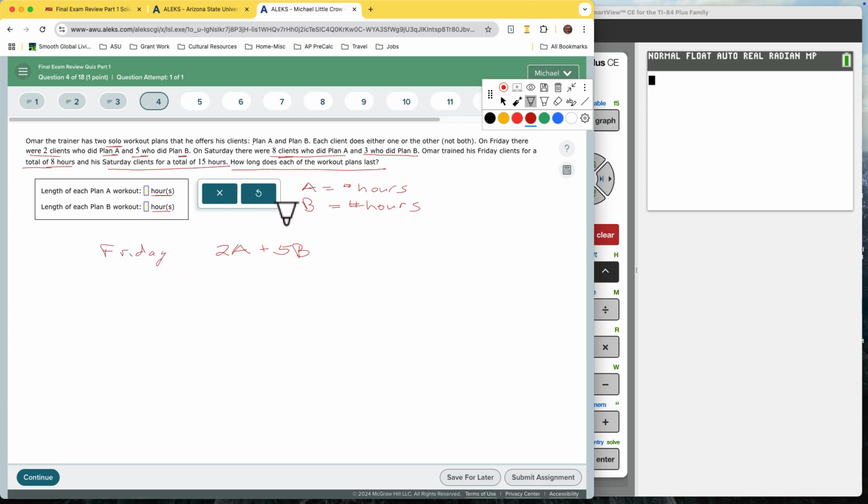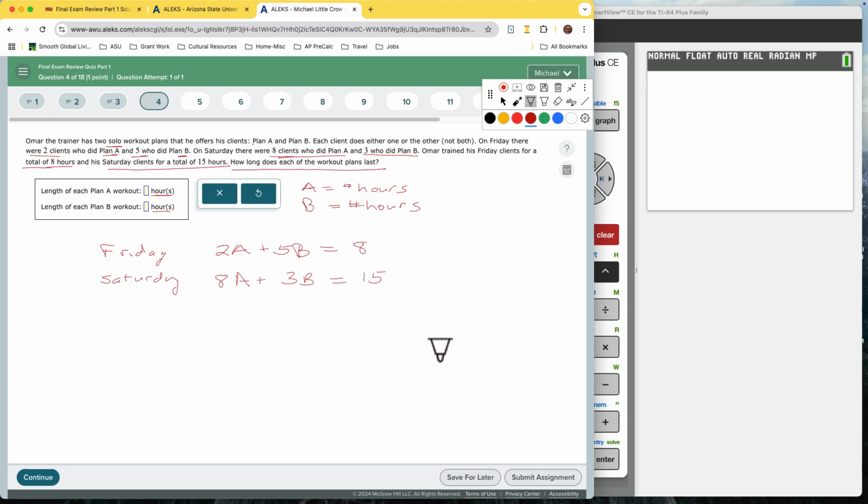We want the total as well. Let's see, did he give us, they don't give us that right away. Saturday, we have another setup for Saturday. He had 8 clients who did A, so whatever 8 times A is going to give him how long A spends, and then 3 who did Plan B. Omar trained his Friday clients for a total of 8, so if we add A and B together, there's 8 hours, and Saturday a total of 15, so 8A plus 3B is going to give us 15 hours.